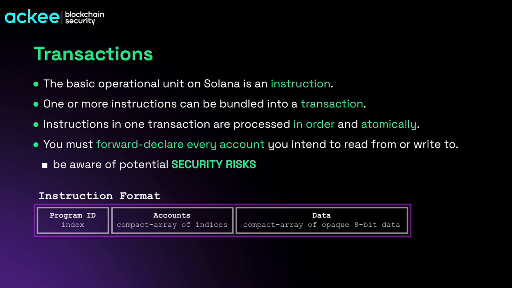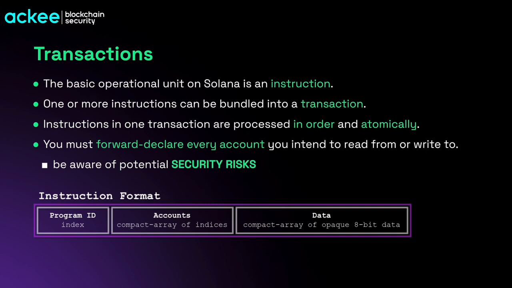Another important part of our previous lectures were transactions. All of the basic operational units on Solana are instructions. One or more instructions can be bundled into a transaction, and these instructions in one transaction are then processed in order and atomically. This is something similar to any databases in the world. So essentially we can form different instructions into one transaction, and if all of these instructions were executed successfully, then the transaction is complete. If one of these instructions fails, that means that the transaction is reverted.